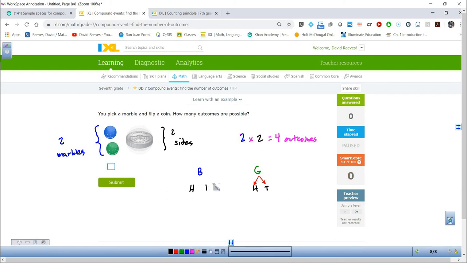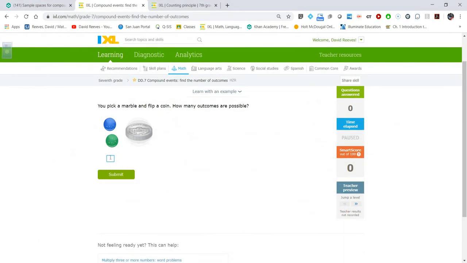Heads, tails. All right, whether we get an arrow or not, we're sticking with it. Heads and tails, no arrows. Oh well. And what are our options? We have blue heads, blue tails, green heads, green tails, for a total of four choices that we could have.